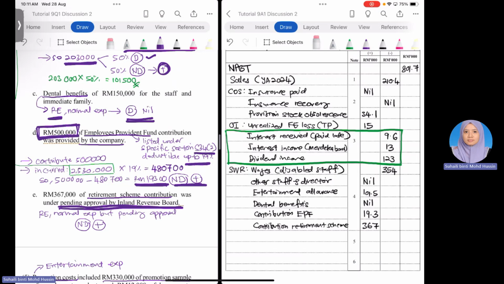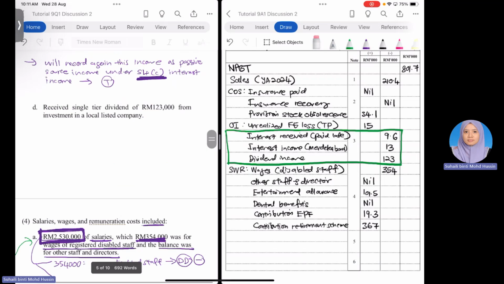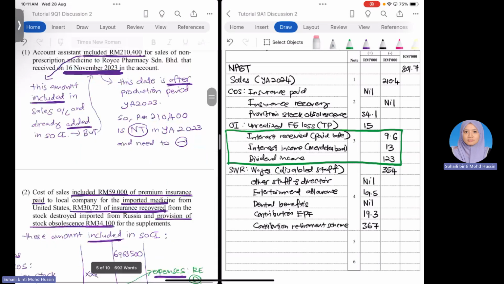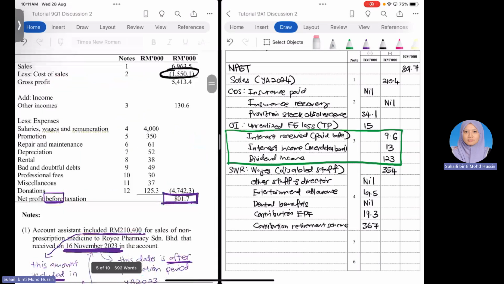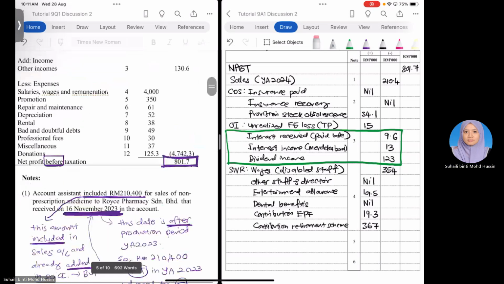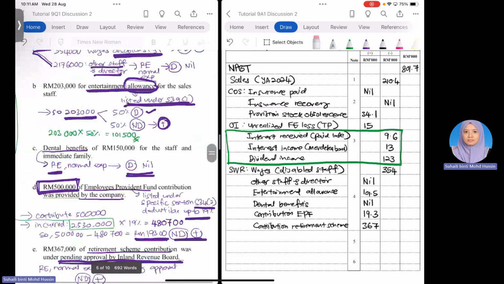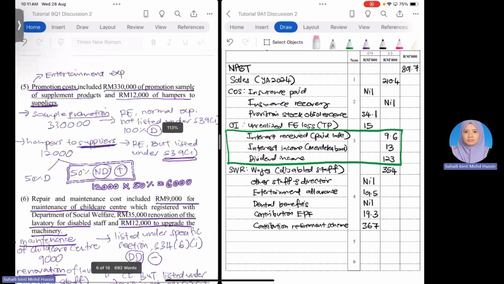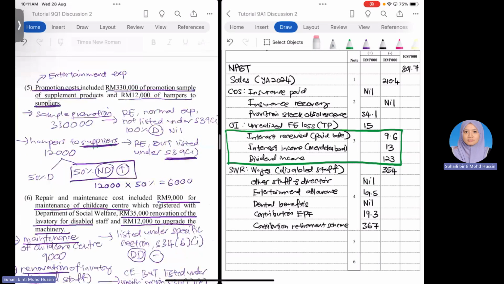Okay, number 4. Number 5, we have more to go. Number 5, we have promotion. You already deduct in SOCI in arriving at net profit before taxation, 350,000 ringgit. So we see the detail for number 5. Okay, so promotion costs, right? Total deduction promotion cost 500,000 ringgit. You include 2 items.